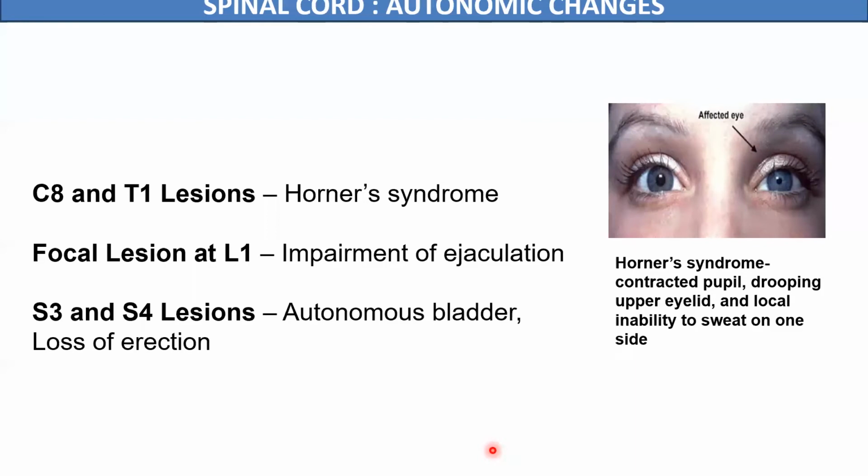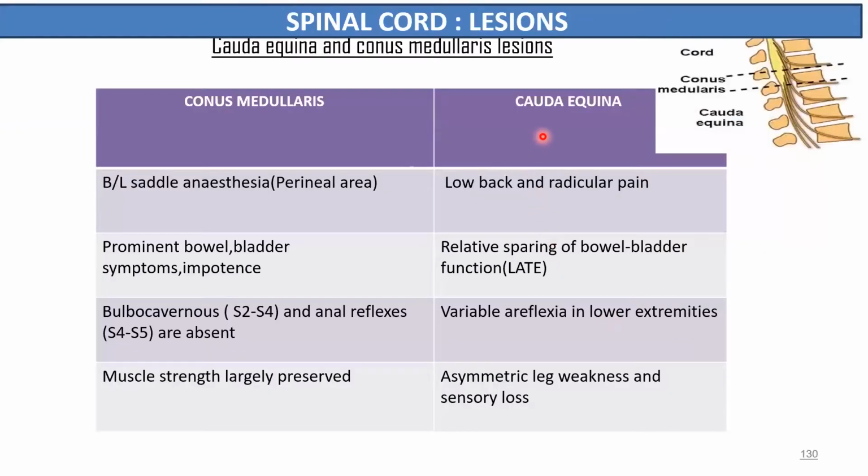And if now the lower segments of the spinal cord are involved, there can be just involvement of the cauda equina, or there can be involvement of the conus medullaris part of the spinal cord. Both types of lesions, they can be differentiated from each other by their signs and symptoms. If the conus medullaris of the spinal cord is involved, there will be a bilateral saddle anesthesia, that means complete loss of sensation in the perineal area.